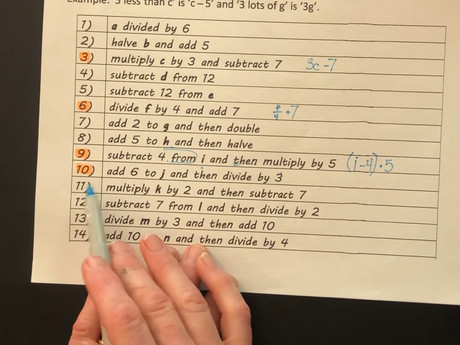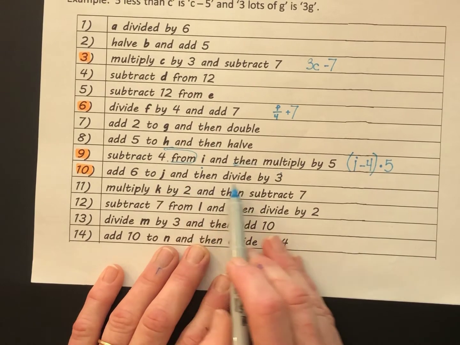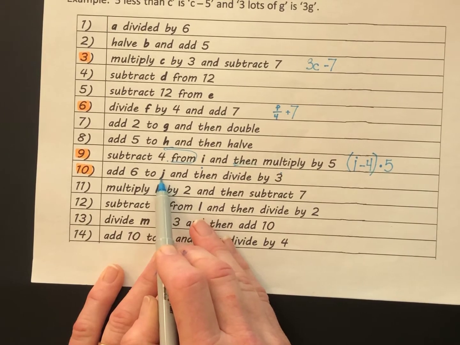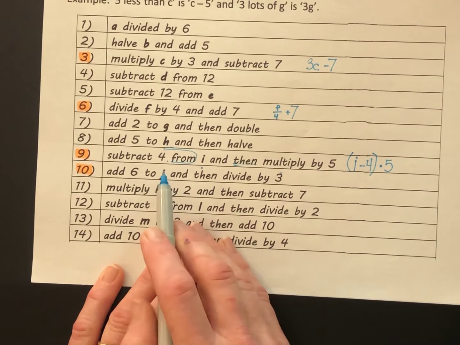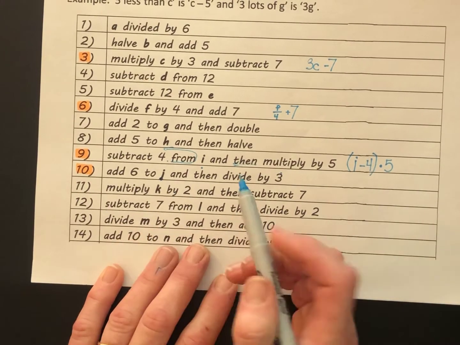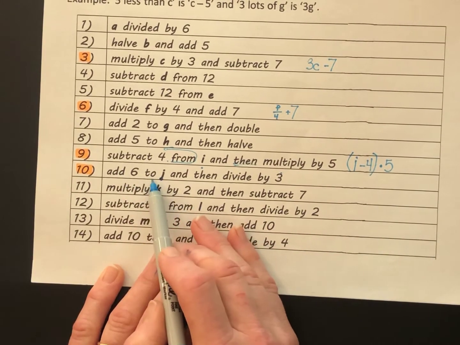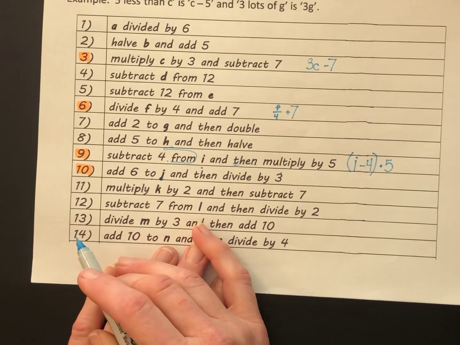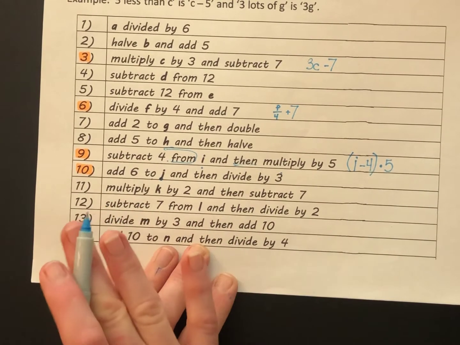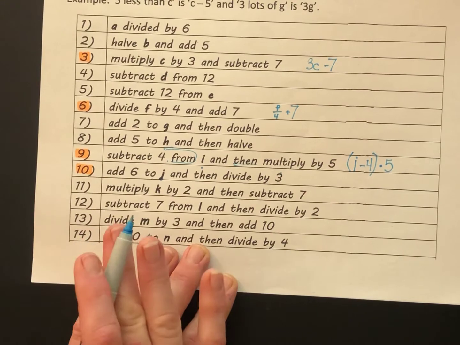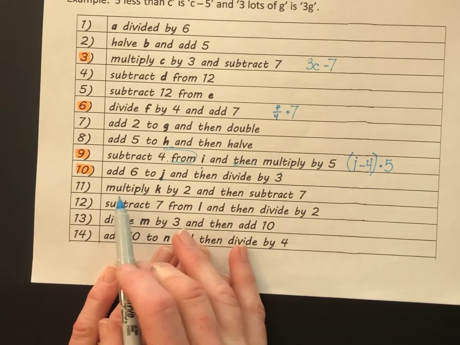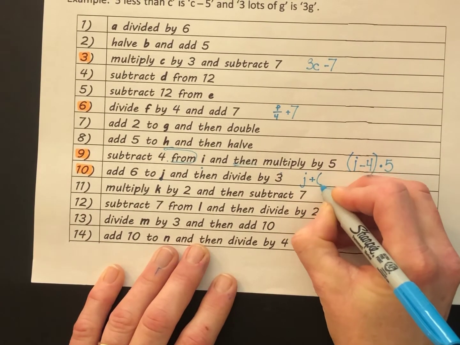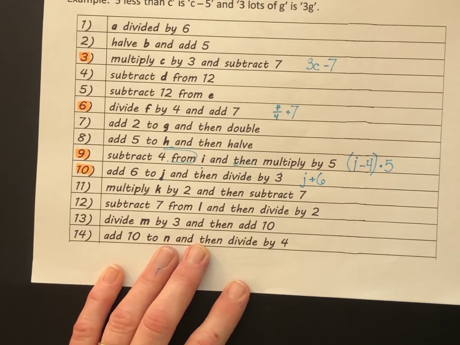Okay, number 10, add 6 to J and then divide by 3. Let's think about that, see if we have another issue. Add 6 to J. So with adding and multiplication, order doesn't matter which you do first. So the way this is worded, you would do J plus 6, but if you chose to do 6 plus J, it would still be correct. That only works with adding and multiplication, never with subtraction or division. So add 6 to J. So I'm going to take my J and I'm going to add 6. And then divide by 3.